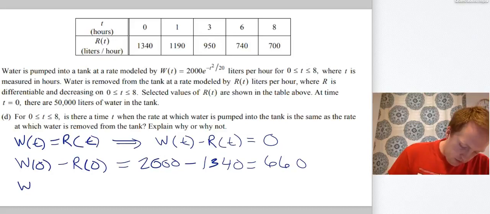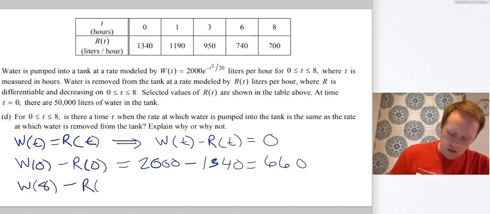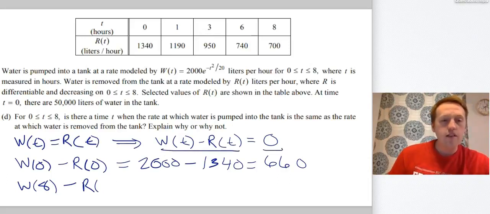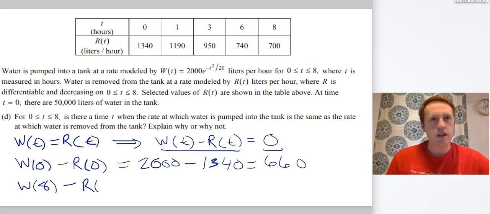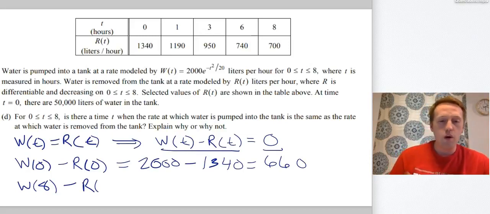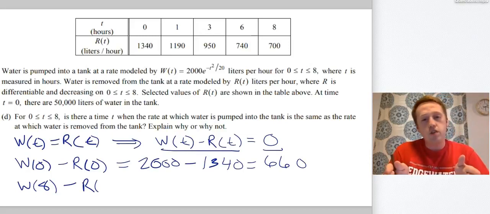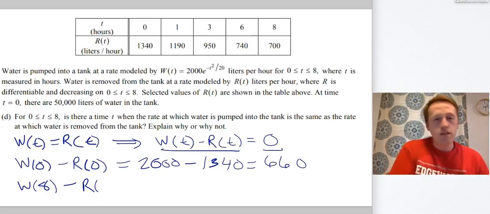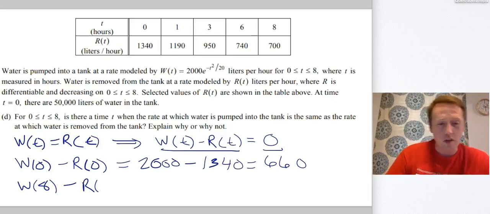Now let's check the other endpoint, because our goal is we're trying to justify that this function has this function value, right? So that's the intermediate value theorem, and I should have said that a second ago. That's what we're trying to do. We want to know, does the function W of t minus R of t ever equal 0? So remember, since we know these functions are continuous, we just need to check the endpoints and see if 0 is in between them.